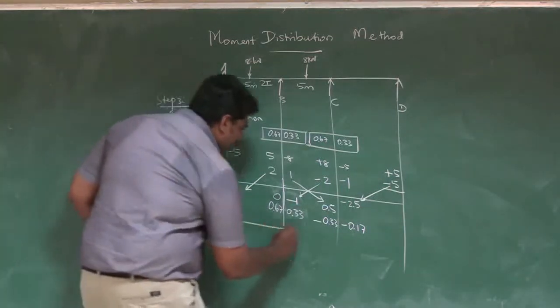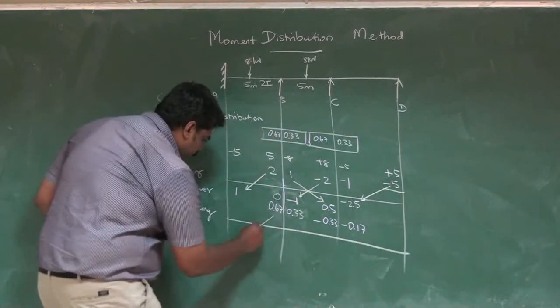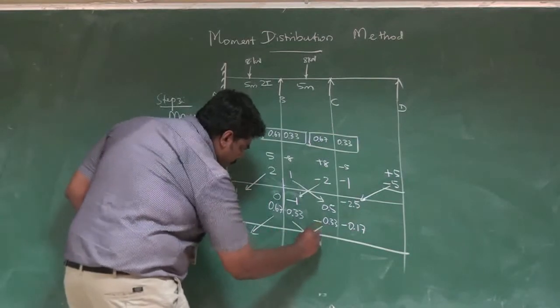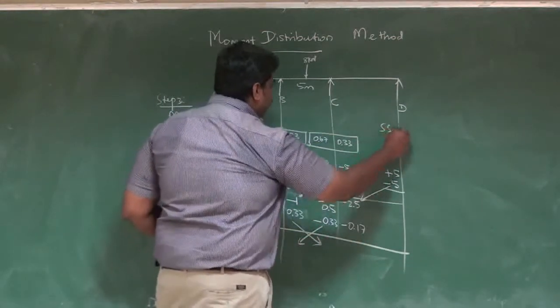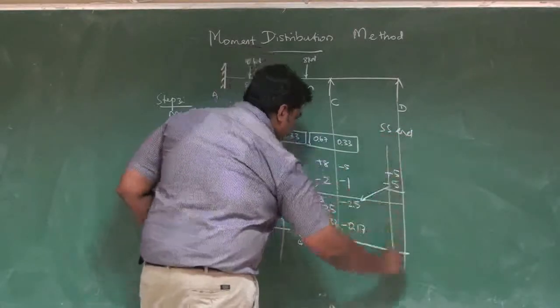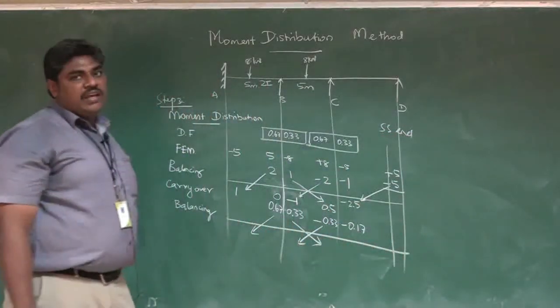Likewise. So now we have to do the carry over once again. Carry over will be done. This carry over will not be done. This is a simply supported end. So for simply supported ends, there won't be any carry over, right?